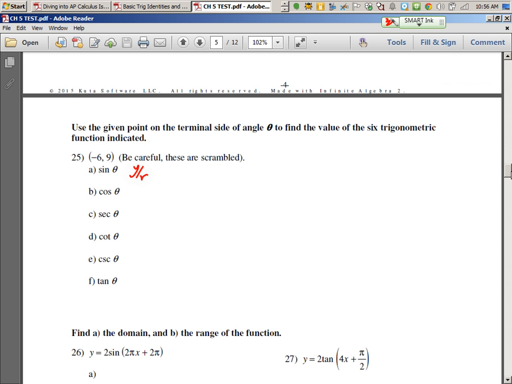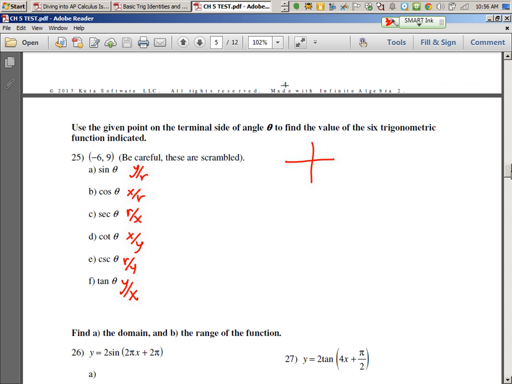This is y over r and x over r, and y over x, and then the reciprocals are, oh, see, I already fell for it. It's y over r, x over r, y over x, then r over y, r over x, and x over y for the last one. Okay, so let's get that nailed down first. We don't have to think about it.